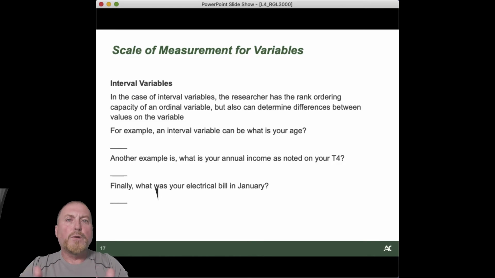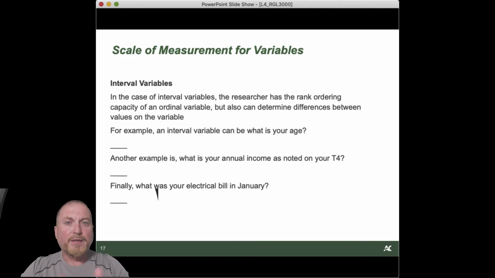For example, if you asked people to give me your income number on your T4, and you don't have to give me your name, just give me your income number on your T4, then I can say that a certain amount of people made X more dollars than another group of people. Or take an electrical bill. How much do you pay in electricity each month? Oh, I pay $123. The other person pays $75. The small company pays $230, and so on.